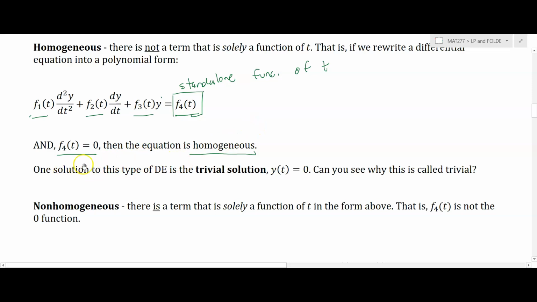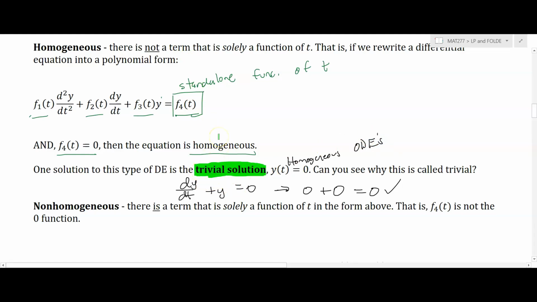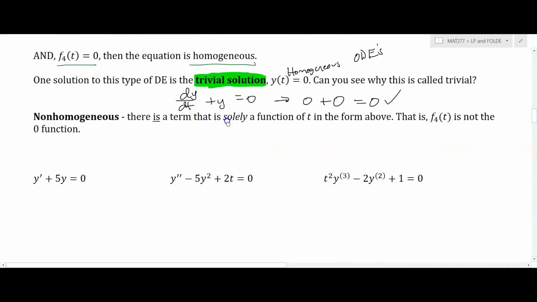Now, one thing that we should notice is that if you do have a homogeneous equation, then y equals 0 is a solution. So if you look at this, dy/dt plus y equals 0. Well, if y is 0, then the derivative of y is 0. So you would get 0, and if y is 0, that would be 0. 0 plus 0 is in fact 0. So that solution will always work for homogeneous ODEs. It's called the trivial solution. I just wanted to get that out there. Trivial just means that oftentimes if you took a wild guess, 0 would be the thing you take a wild guess at. It's like trivia.